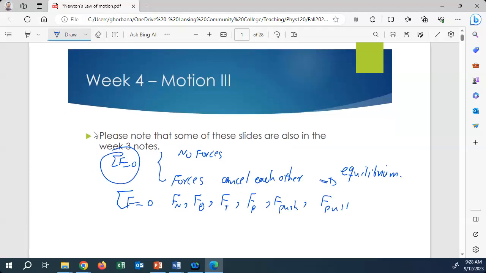If the object is at rest, it will stay at rest. If the object is moving with constant velocity, it moves with constant velocity forever. What does it mean? It means that if the object is in equilibrium, kinetic equilibrium or static equilibrium, when the net force is zero. Okay? So what does it mean when the object is at rest?